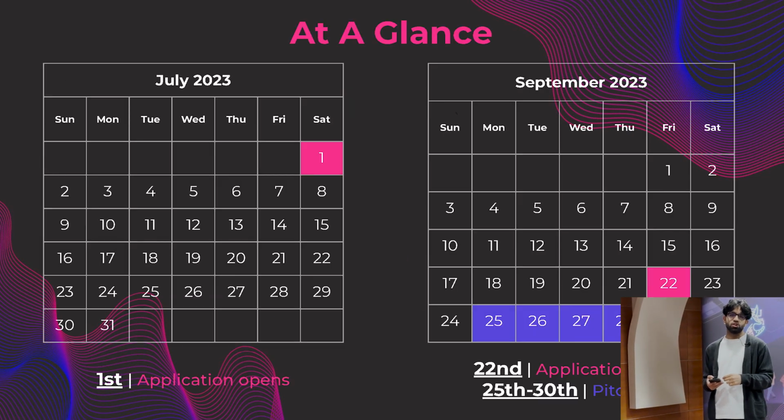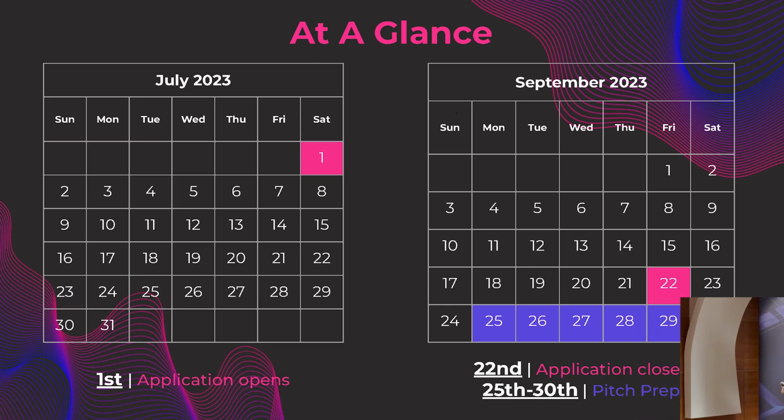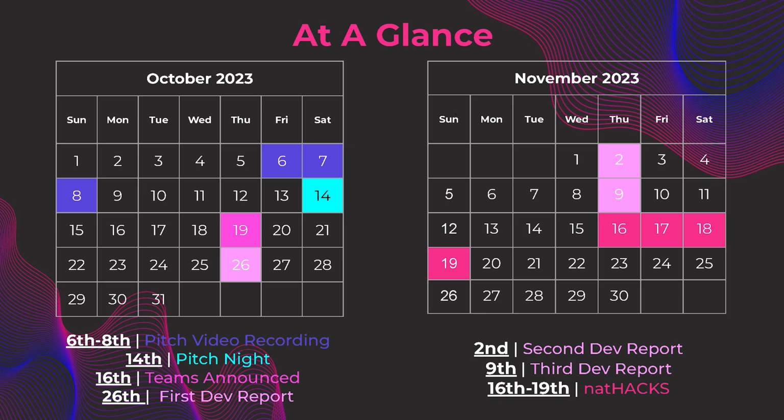So what does the schedule look like at a glance for natHACKS and the problem provider commitment? The applications will open on July 1st, and after that they will close on September 22nd, giving you about 3 months to put together an application if interested. And a couple days later, we'll let you know if you were successful and you can get started with pitch prep. Once pitch prep is done, you have until October 8th to get your pitch video recorded, which is just a short video explaining your problem.